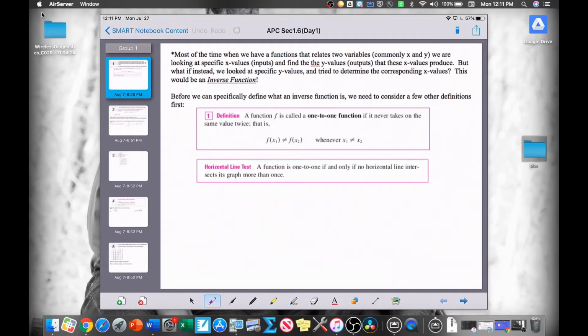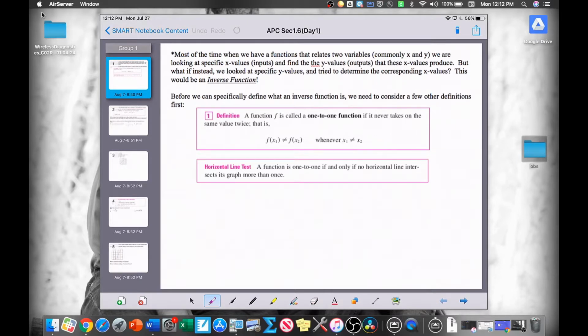Now, we can still have that for a function, so please don't confuse function with one-to-one function. The rule of a function is just that every x value has one y value. But the rule of one-to-one is that every y has a unique x value. And one of our tests to determine if a function is one-to-one is the horizontal line test. So a function is a one-to-one function only if no horizontal line intersects its graph more than one time.